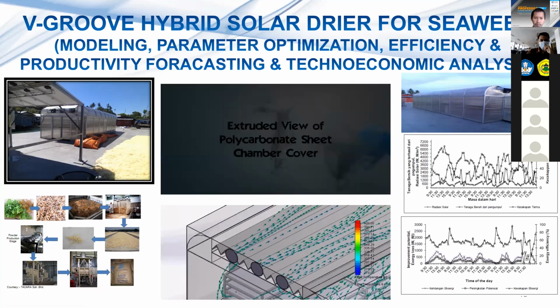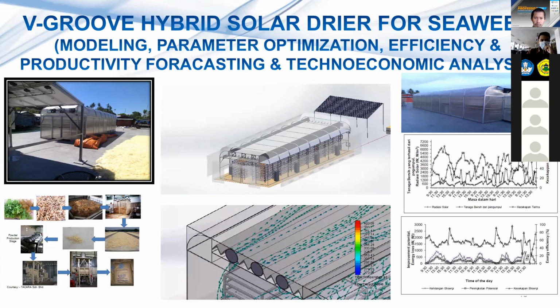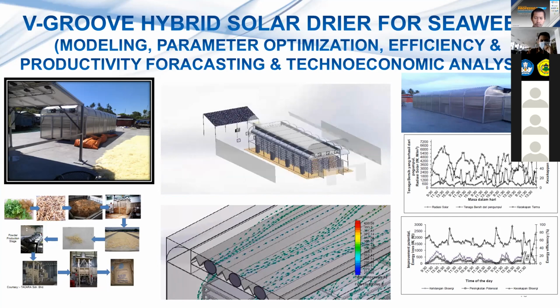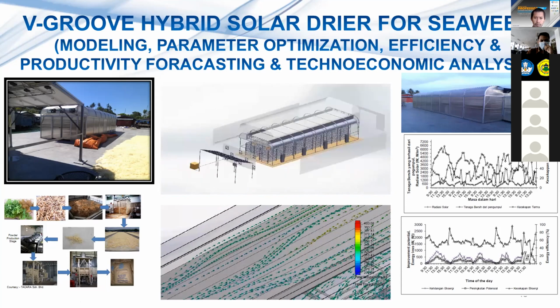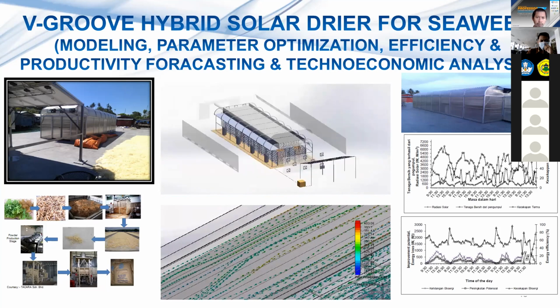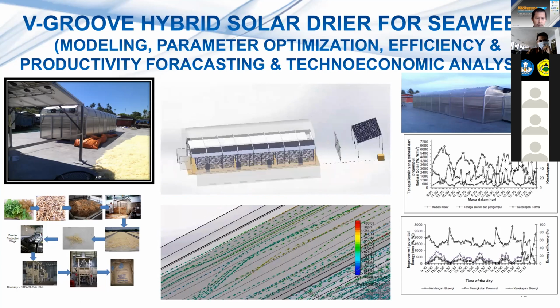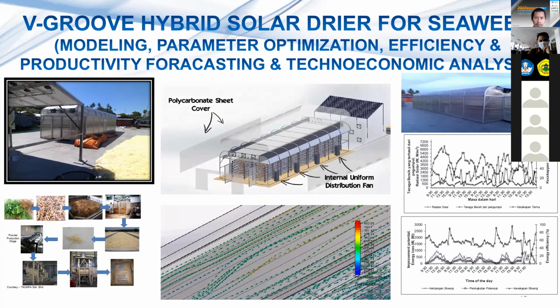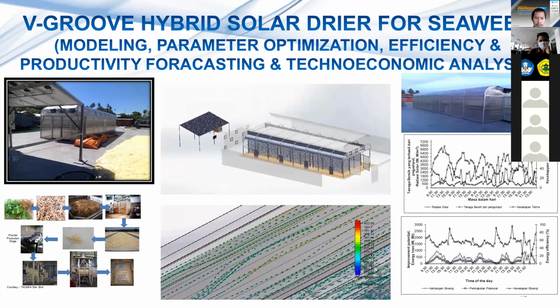After that, I have a lot of new projects coming on. Okay, so this is the model. It can actually dry 5 tons per batch within 7 days, depending on the average solar radiation of 650 watts per square meter.